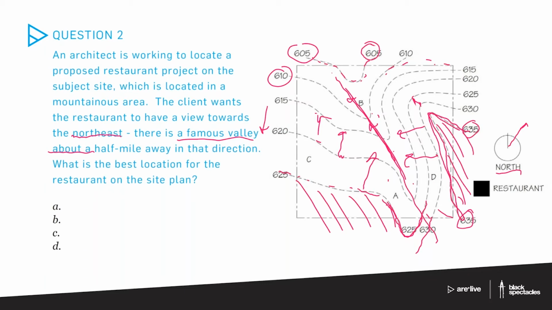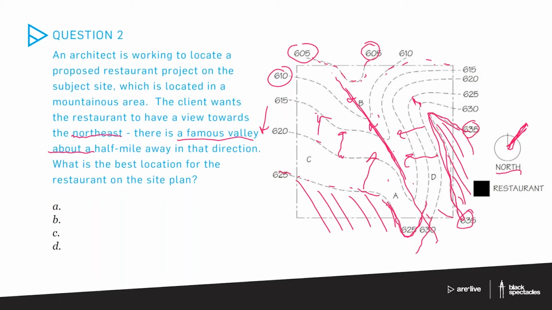And just a little note here, for the sake of the exam, when we're talking about a northeast view, I would assume that that view is exactly northeast, like 45 degrees northeast, not a little bit more north and not a little bit more east. Unless it's specified, just assume a 45-degree angle. So let's go through these answer choices starting from the top, starting with choice A.